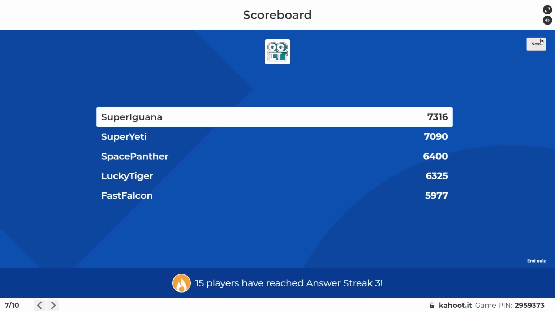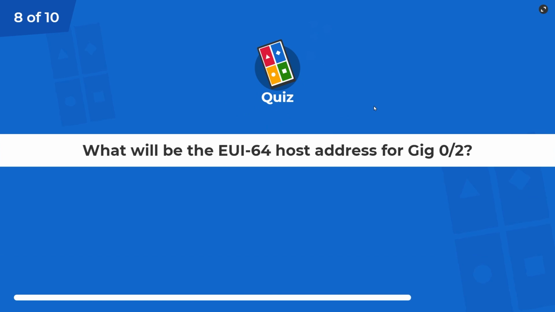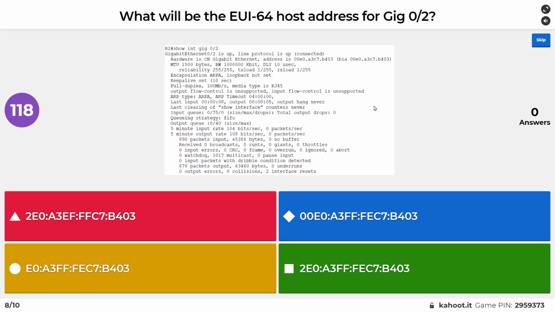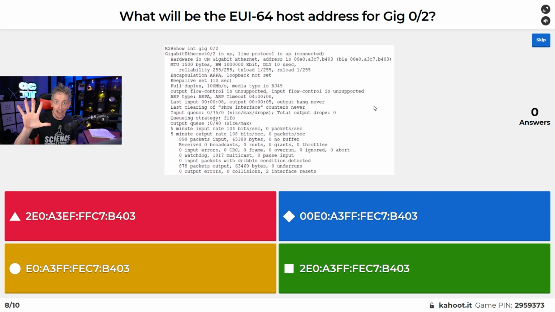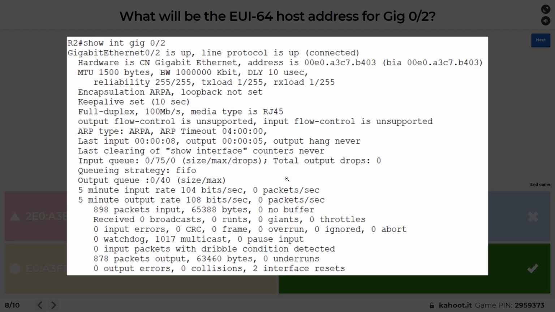All right, here we go. Next question. We have 8 of 10 here. What will be the EUI64 host address based on the interface gig 0/2? All right. Well, let's do this one together for a moment. We have 41 people on the right answer, and more than 41 people not on the right answer. So let me bring up the graphic and let's just walk through this.